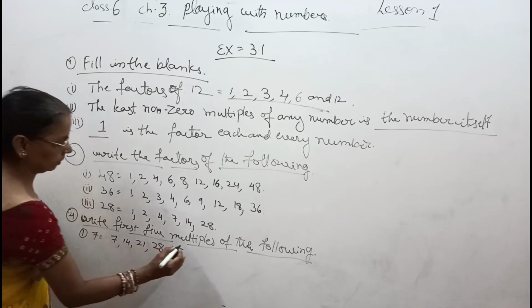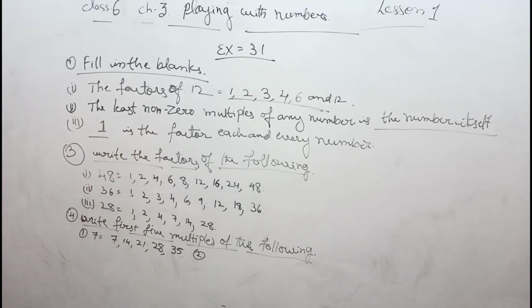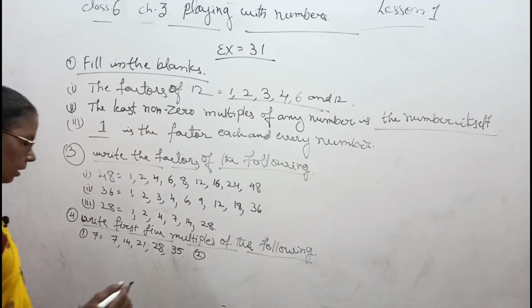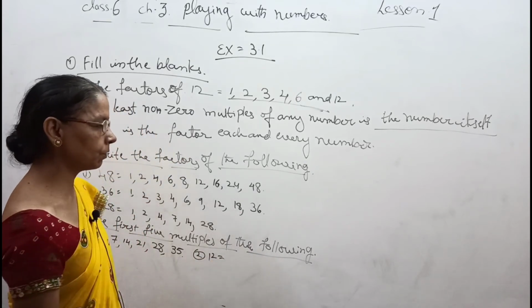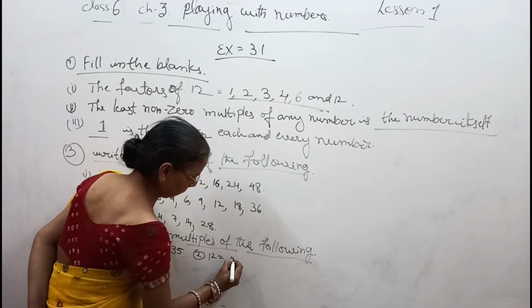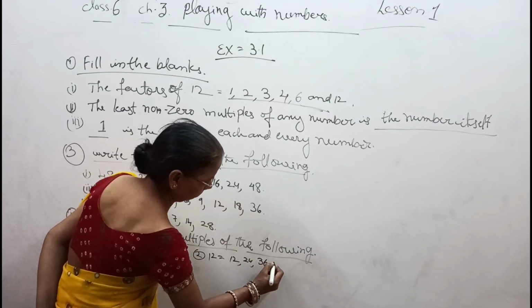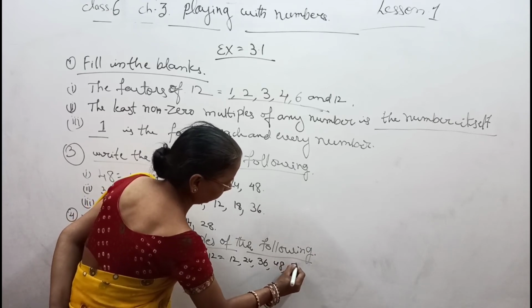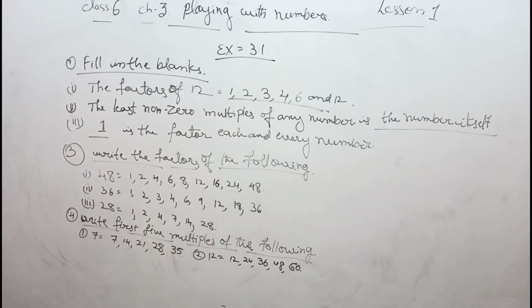Then the second one, 12. We have to write the 12 table up to 5. That is 12 times 1 is 12, 12 times 2 is 24, 12 times 3 is 36, 12 times 4 is 48, 12 times 5 is 60. Like this we have to find the multiples of the given numbers in question number 4.